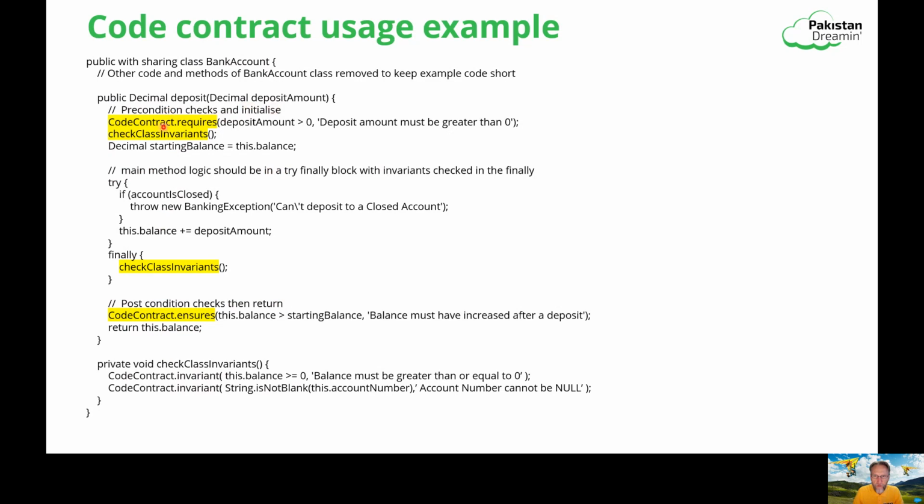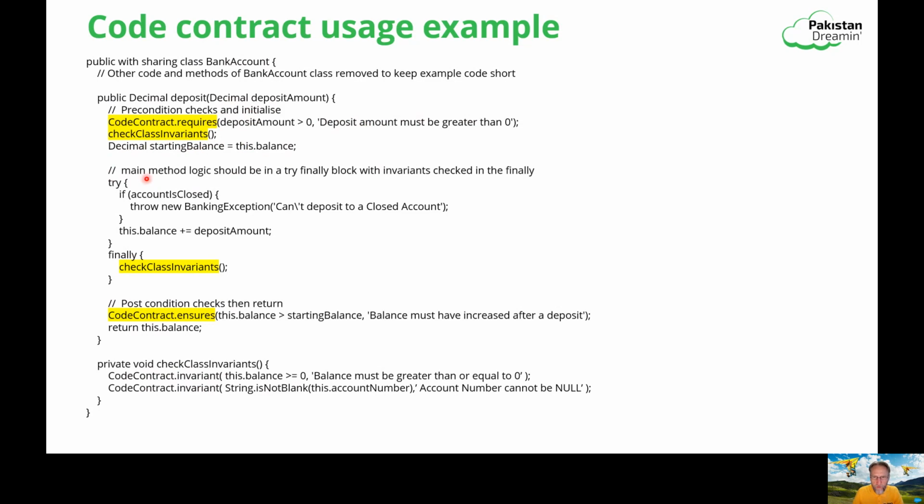Precondition checks and initializing. So what we're doing here is all our code contract requires checks we put here. In this case, we just have one example: deposit amount greater than 0. The parameter passed in should be greater than 0. Otherwise, there's a bug in the calling code, and the contract's been broken. Then we check our class invariants, because they're part of your precondition checks as well. So we call this check down here. Also initialization, we're just grabbing a starting balance value because we're going to check that in the postcondition.